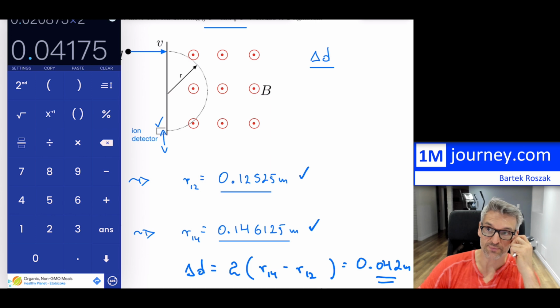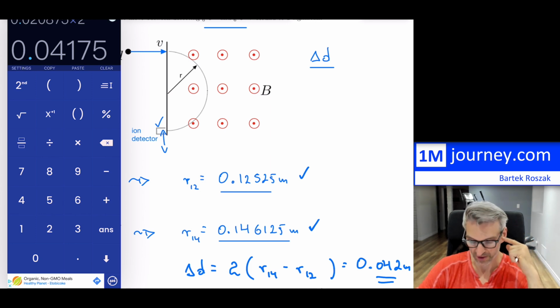All right, so there you have it. This is just rounded to 2 sig figs. You can obviously round to any that you like.